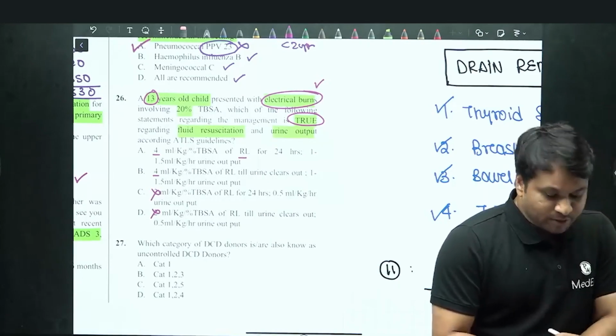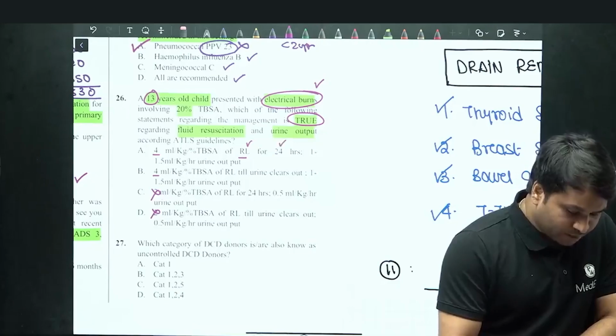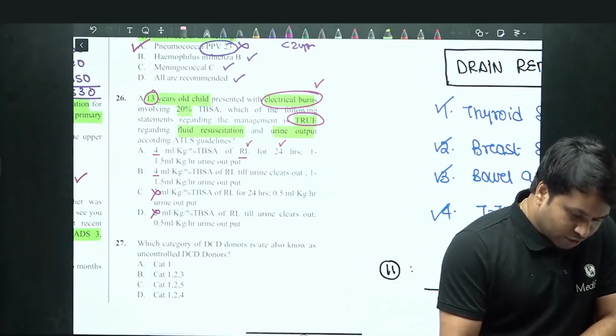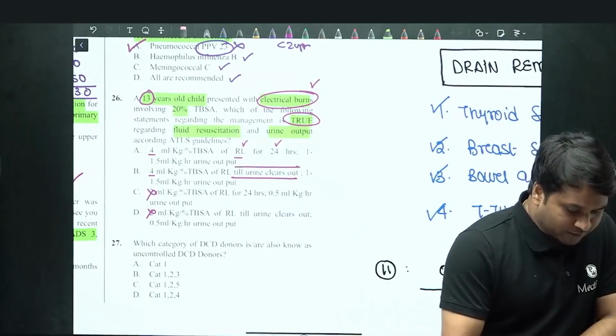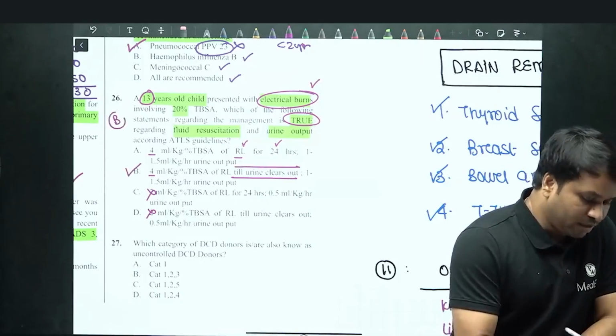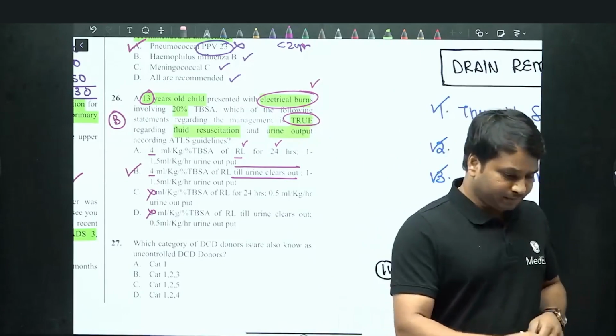4 ml per kg per percent total body surface area of Ringer lactate is given for 24 hours. 1 to 1.5 ml per kg per hour of urine output is one option. Another one is that till urine clears out. This is what I'm looking at. If this is there in the options in electrical burns, I will always prefer it. So the answer here is going to be B for Bombay. Clear?